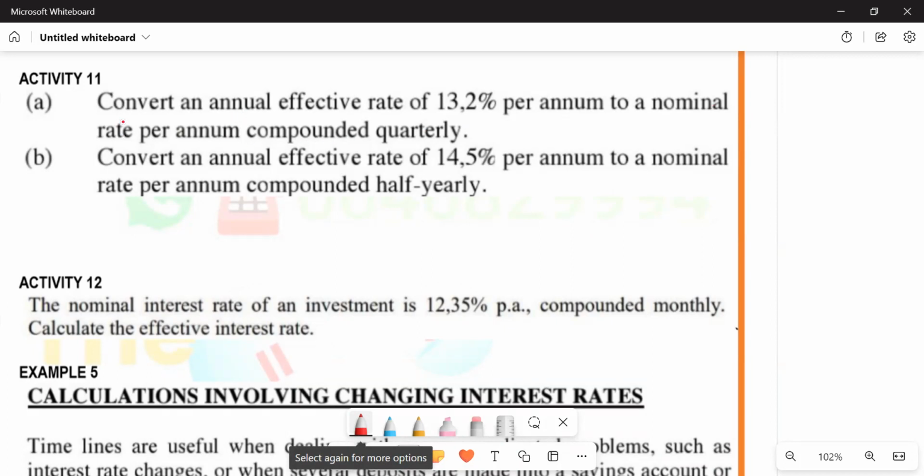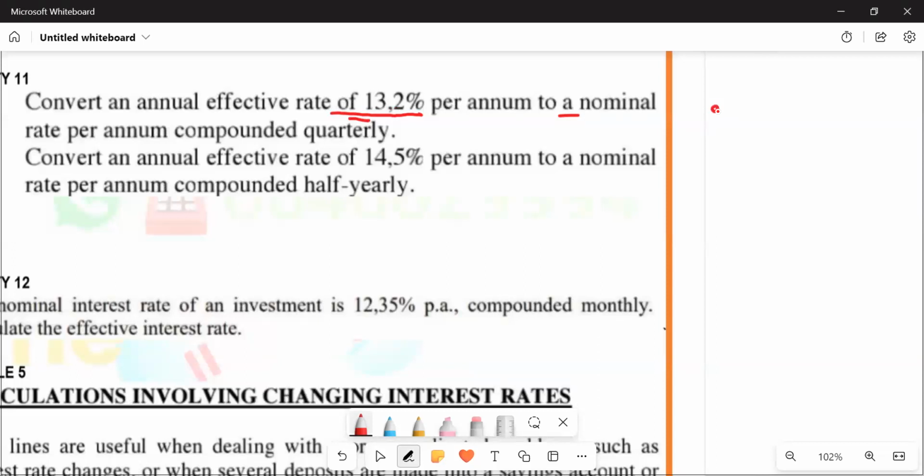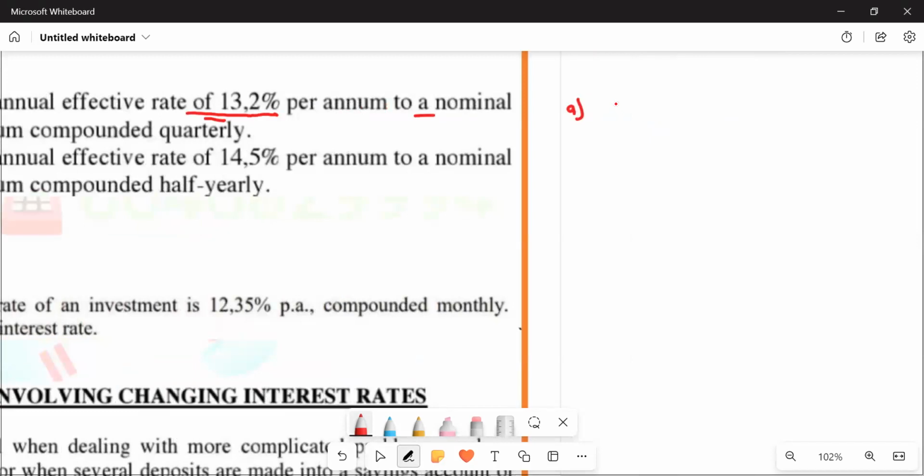They want the nominal rate here. What did they say? Convert an effective interest rate to nominal, compounded quarterly. So this is the effective, and then we're supposed to convert it into nominal. Okay, number A, what should we do? What does the formula say? It says 1 plus i effective is equal to (1 plus i nominal over n) to the power of n.